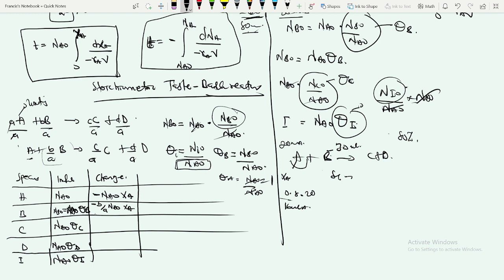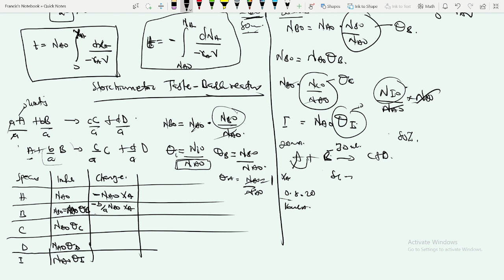X_B here, right? Initially, I told you guys that for a reaction that involves two or more reactants, you can't have conversion for both A and B. It doesn't work that way. So you have to find a conversion for the limiting reactant. That's what you're going to use throughout your reaction.